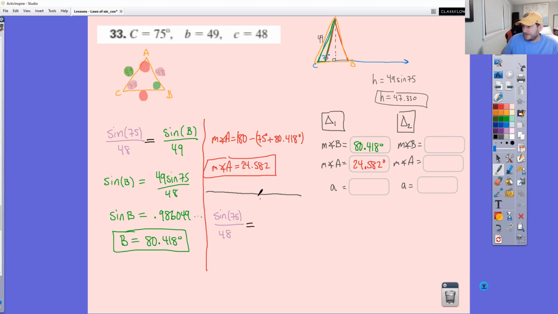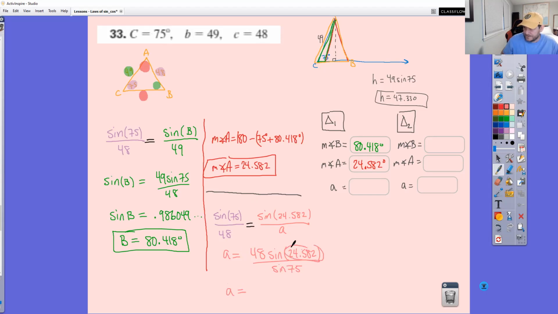And we know that that ratio has to equal the ratio of the pink parts, where in pink we know the angle to be 24.582. And we do not know the opposite side, which is called A. So we're solving. Cross multiply, you'll get A times sine 75. So you'll divide by sine 75. So the 48 sine 24.582, that'll be in our numerator. Our denominator will be the sine 75.